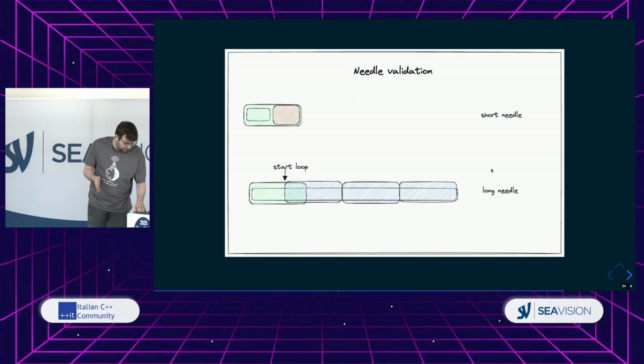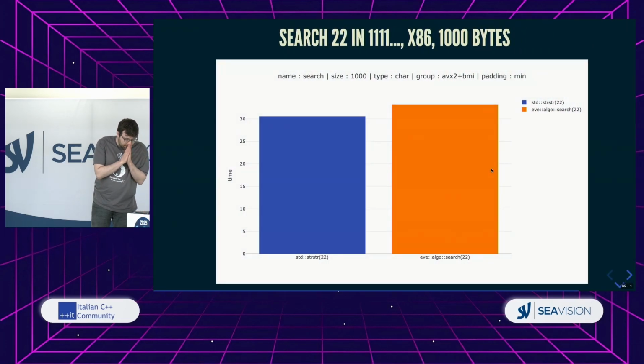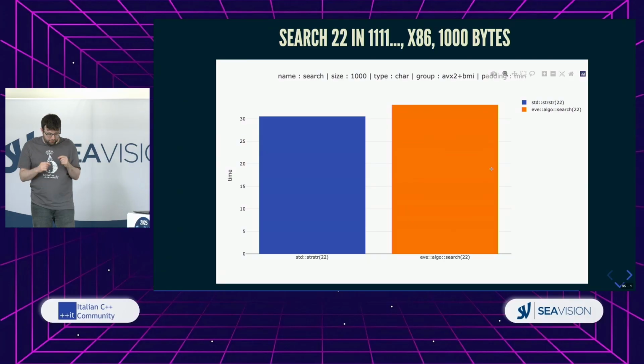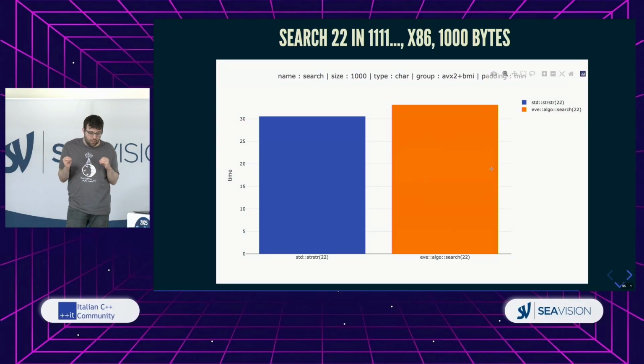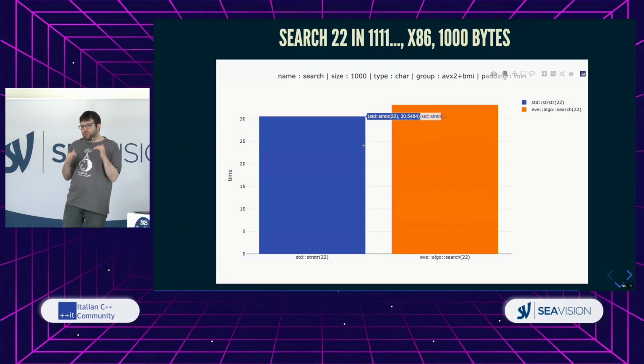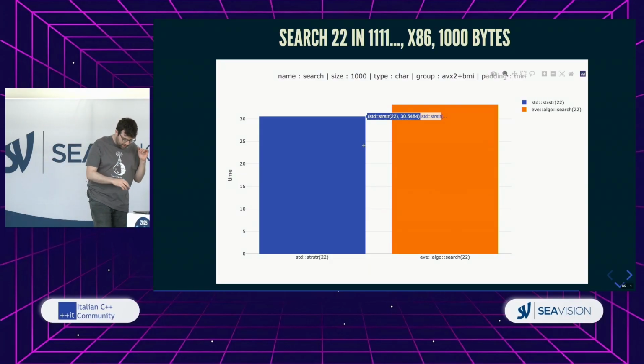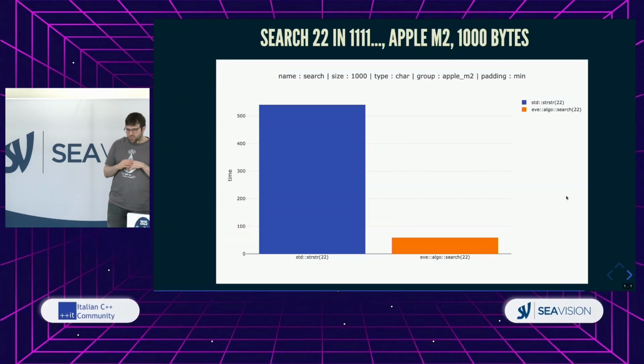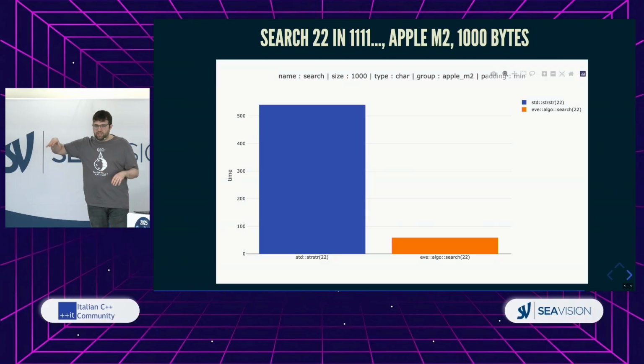So let's look at the numbers. This is str versus search that we just wrote for 1,000 bytes. For 1,000 bytes, Eve is a little bit slower. This is due to startup time. Not going to go into that. On Apple, str is just poorly implemented, so we just beat it. It's not very interesting what the results were.